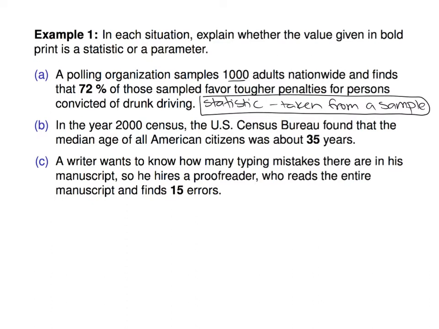In the year 2000 census, the U.S. Census Bureau found that the median age of all American citizens was about 35 years. Well, since we're talking about all Americans and allegedly all Americans were measured, this is a parameter, taken from the entire population.